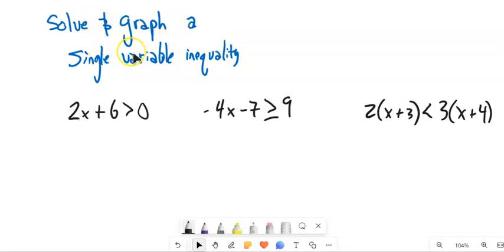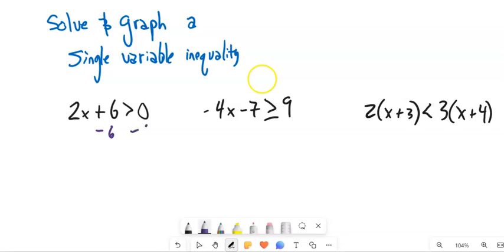So we're going to solve and graph a single variable inequality for algebra 1. And a single variable, just x. So there's no y's involved, no a's, no b's, just one variable x. So we solve these the same way in which we would solve an equation, right? Like if this said equal to, we just work to get x all alone.